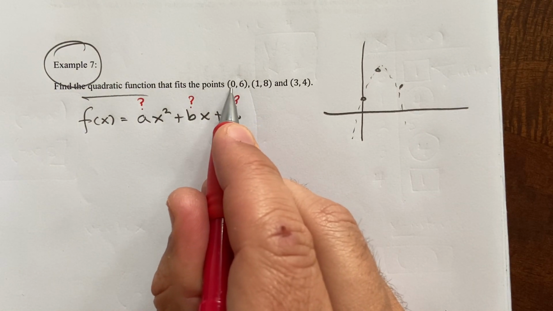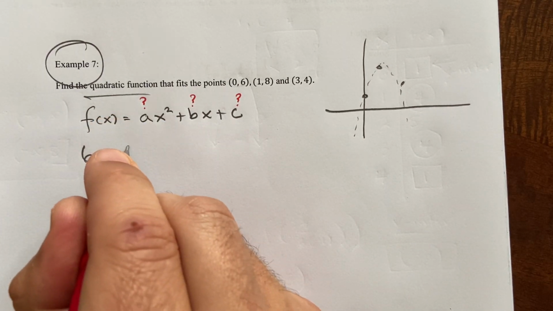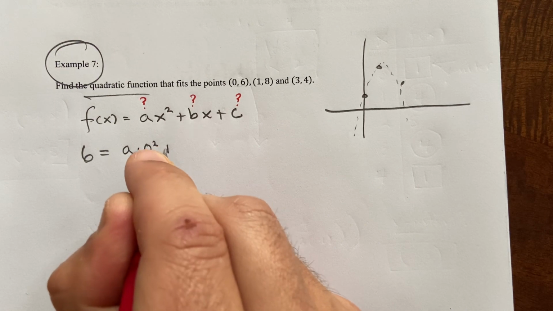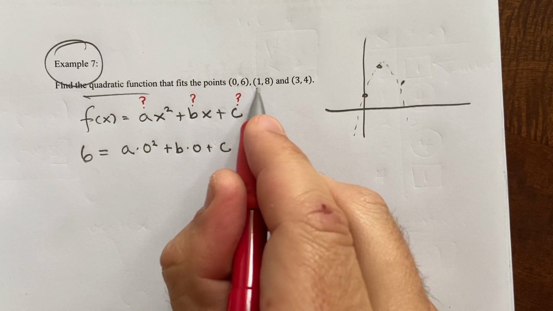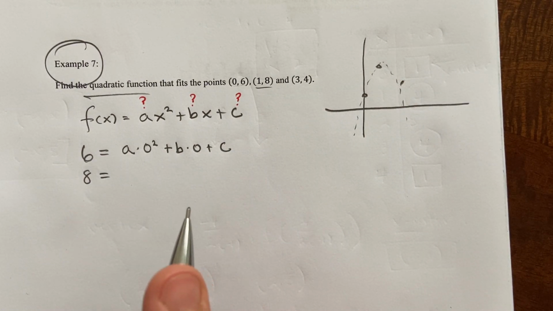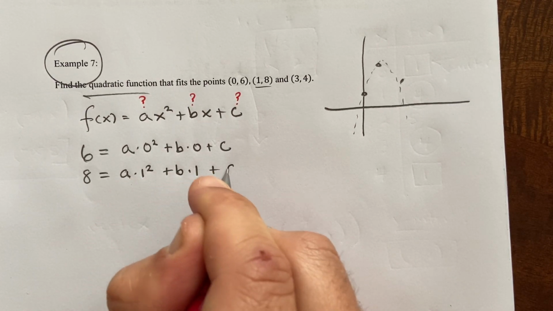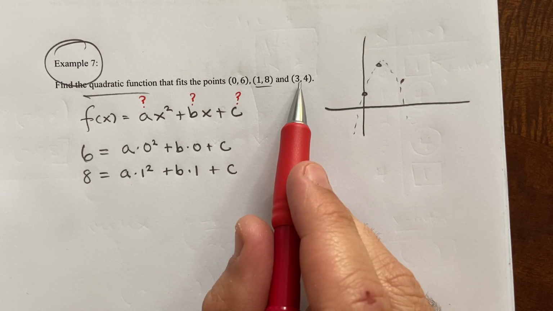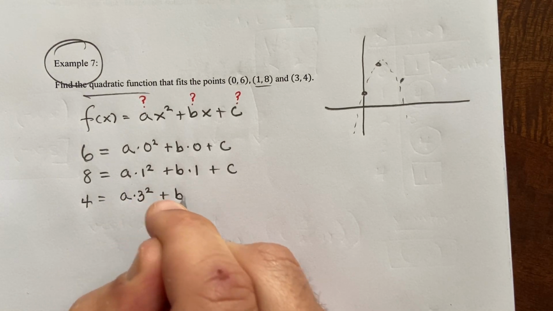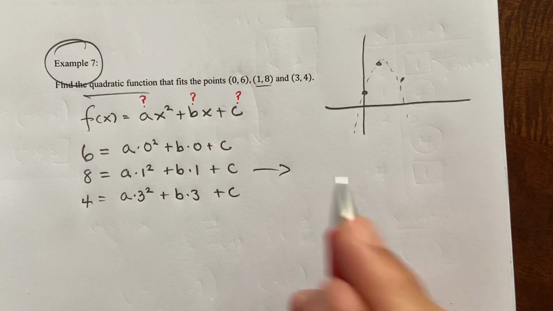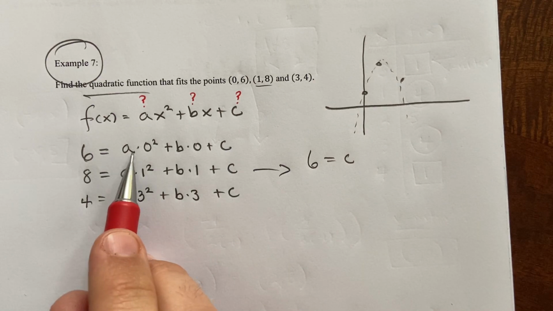So we know that we have an output of 6 when the input is 0. So I can write 6 equals a times 0 squared plus b times 0 plus c. For the second point, I know I have an output of 8 when our input is 1. So a times 1 squared plus b times 1 plus c. And then for the third point, I know I have an output of 4 when the input is 3.